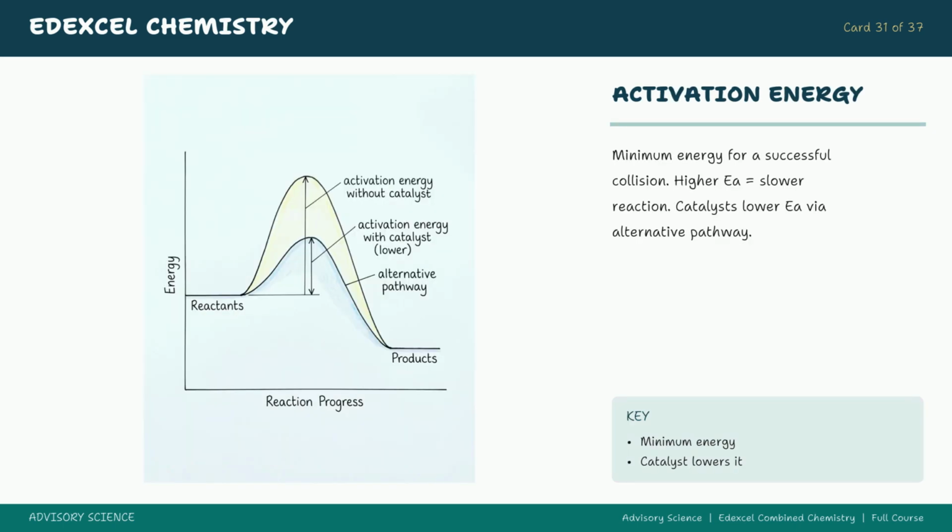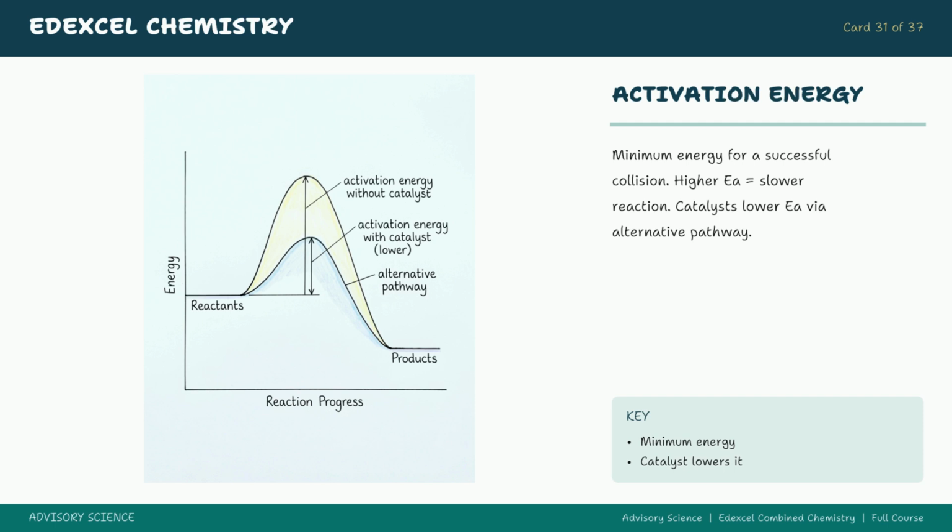Activation energy. Activation energy is the minimum energy needed for a collision between particles to actually result in a reaction. A higher activation energy means a slower reaction. A catalyst speeds the reaction up, not by changing the temperature, but by giving the particles a different pathway with a lower activation energy. The catalyst itself is not used up in the reaction.